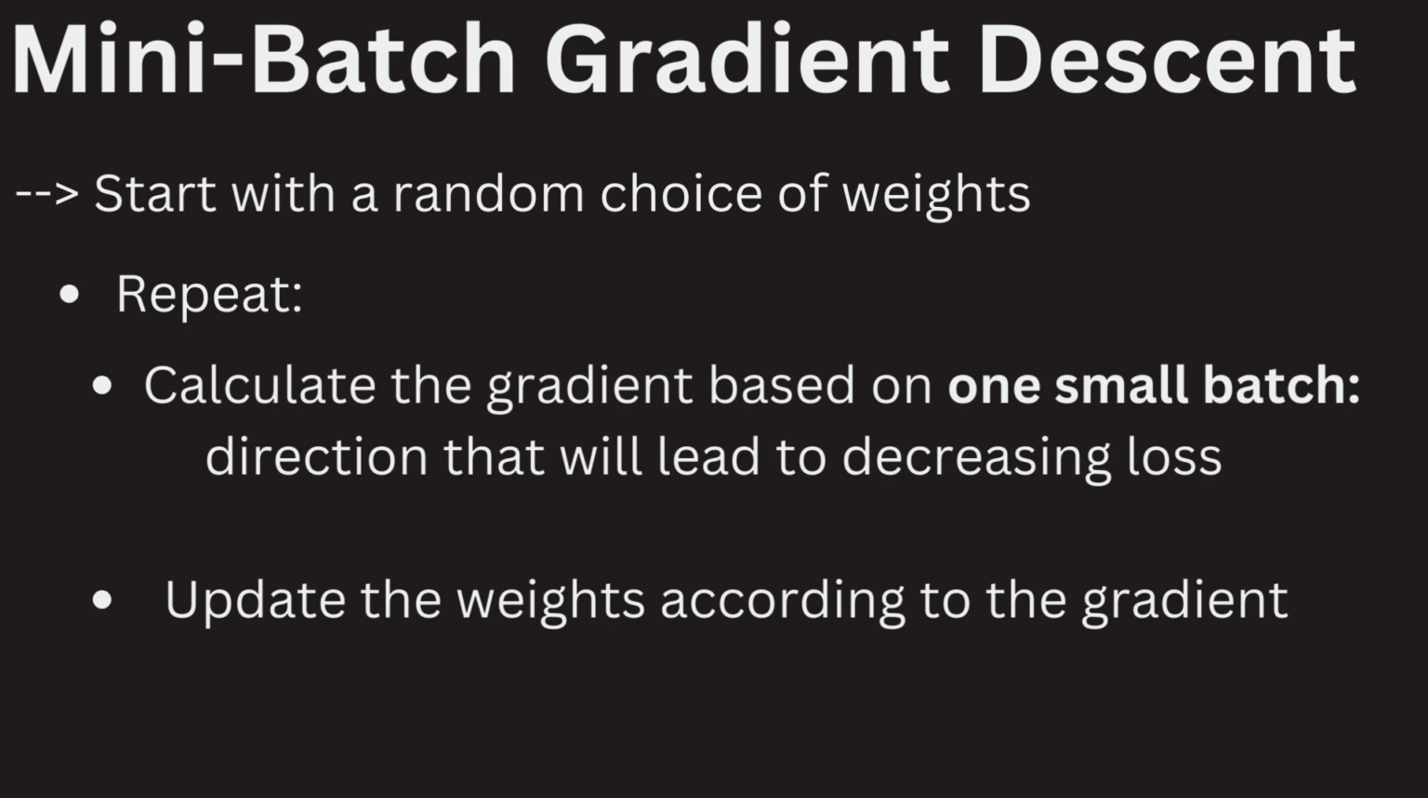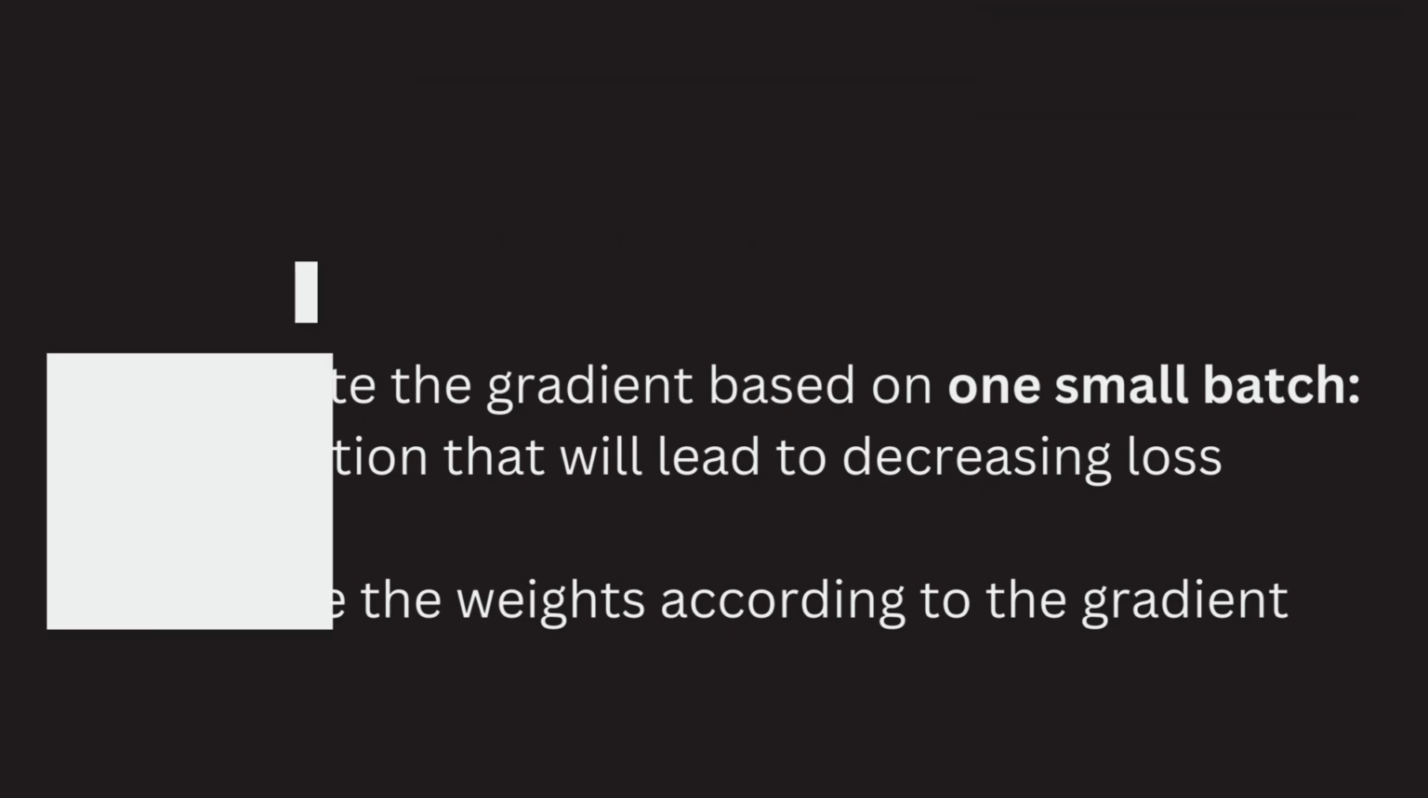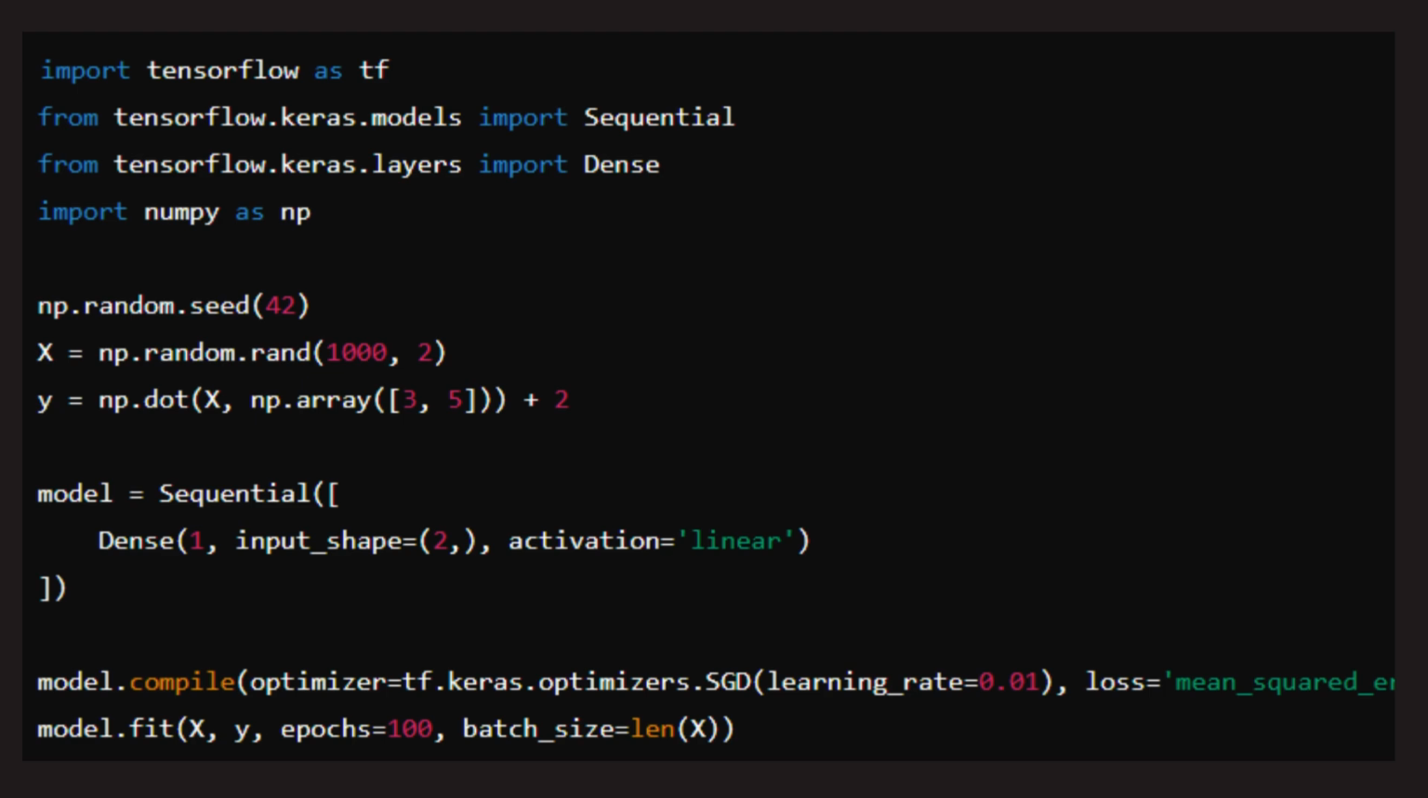Now let's see the code. How can we implement gradient descent? We can implement gradient descent with this code. First, you have to import TensorFlow. Then you can use the model selection, and then you can also import layers.